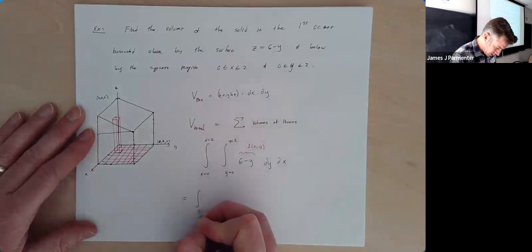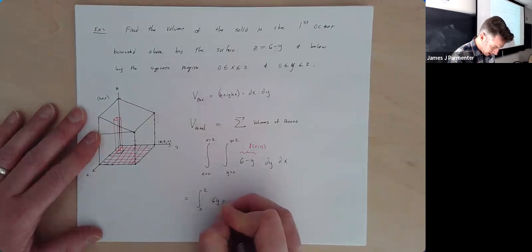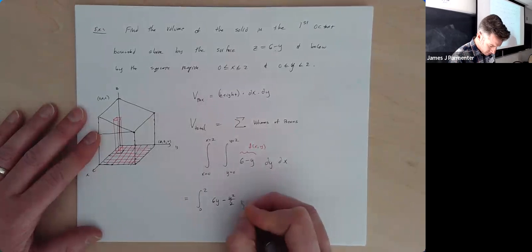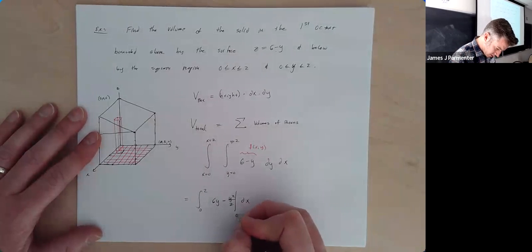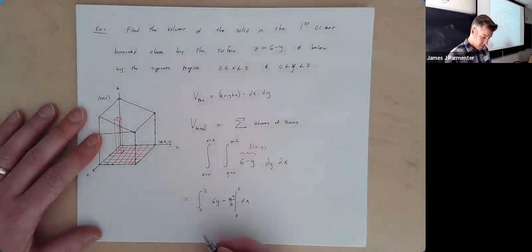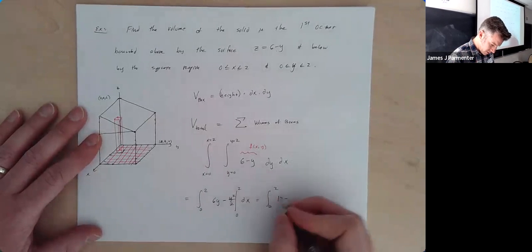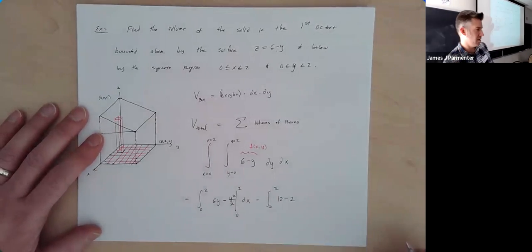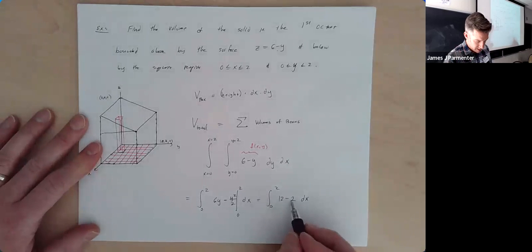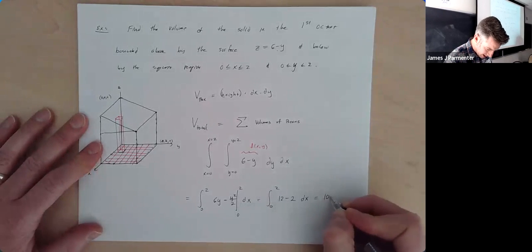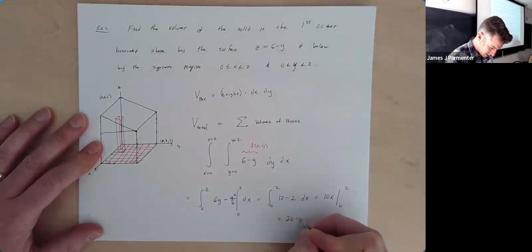That's going to be the integral from 0 to 2. If I integrate 6 minus y with respect to y, I'm going to get 6y minus y squared over 2, from y equals 0 to y equals 2. Then we plug in y equals 2. So I get 12 minus 4 over 2. And then I plug in y equals 0, which gives me 0 minus 0. And then we do the same thing. I'm going to integrate 10 and get 10x from 0 to 2. And then I'm going to plug in 2 and get 20 minus 0, which is 20.